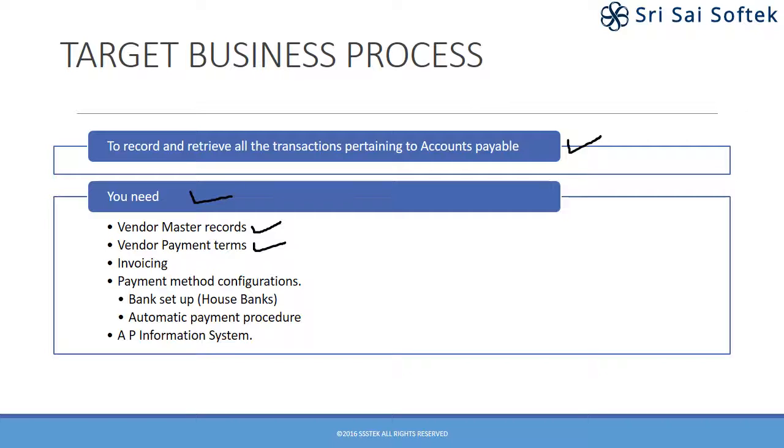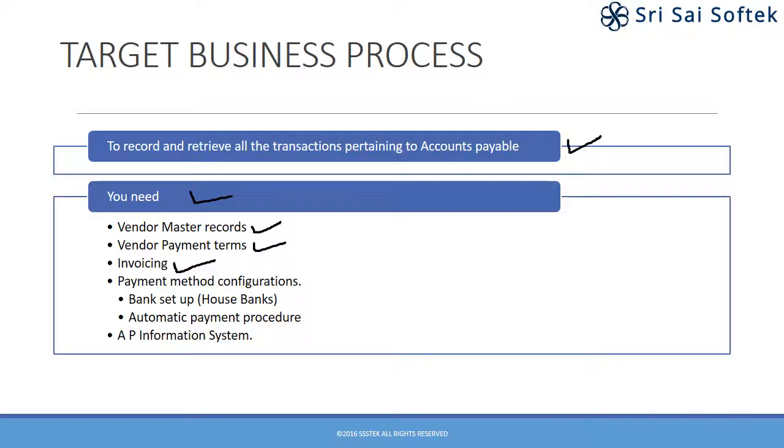Once these two are set, you can create what are called invoices. And once the invoices are there in the vendor master record, you need to pay them. So we need to create payment methods for effecting the payments to the vendors. This takes us to the configurations pertaining to the bank's setup and automatic payment procedure.